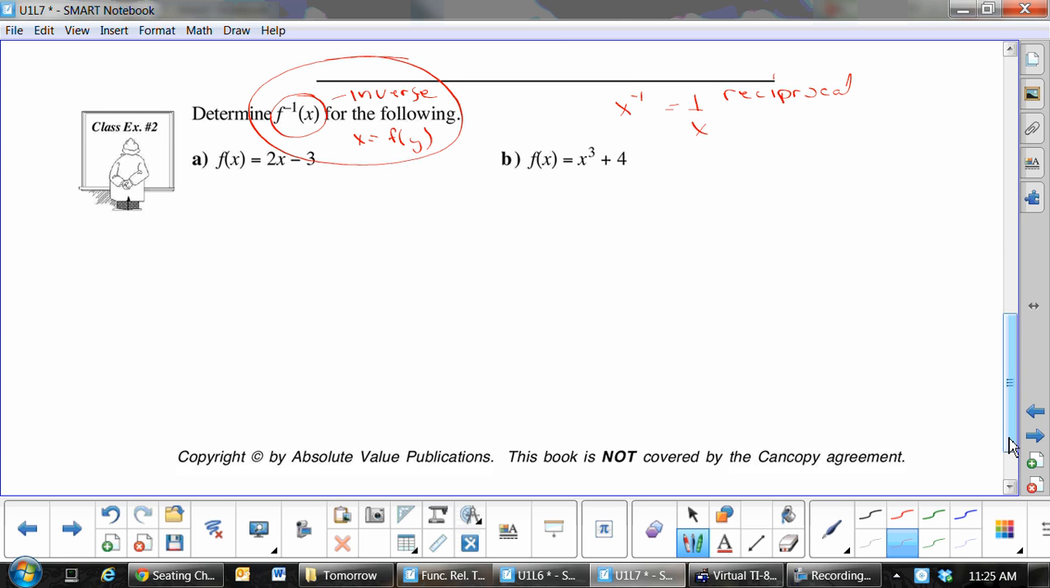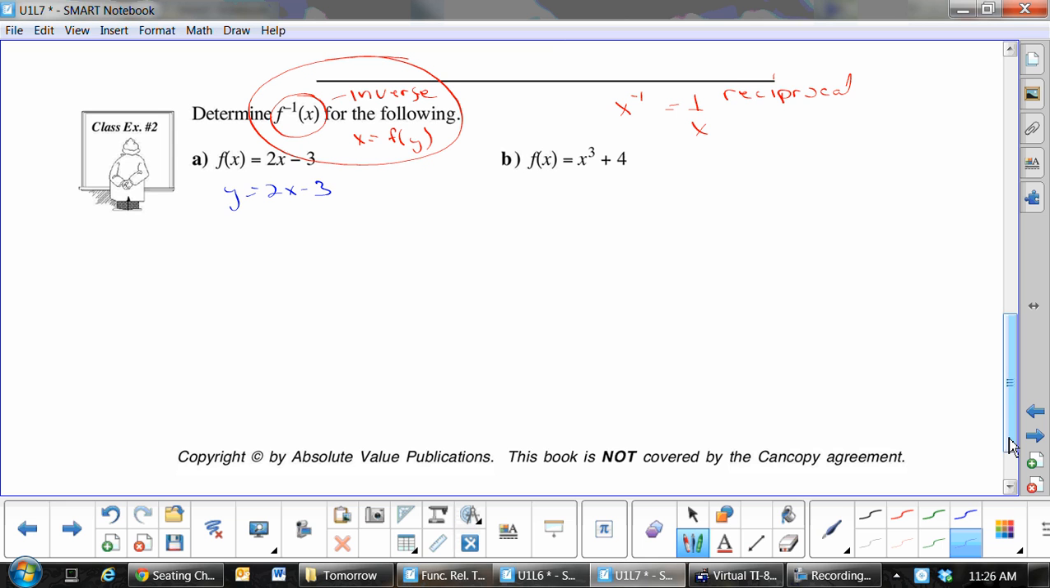Now, here's how you find the inverses of an equation. f of x equals 2x minus 3. The first thing you want to do is change that to y equals 2x minus 3. I haven't really done anything mathematical here, but to find the inverse of an equation, you need to switch x and y. Well, it's pretty hard to switch x and y when there's no y. So we're going to put it in there.